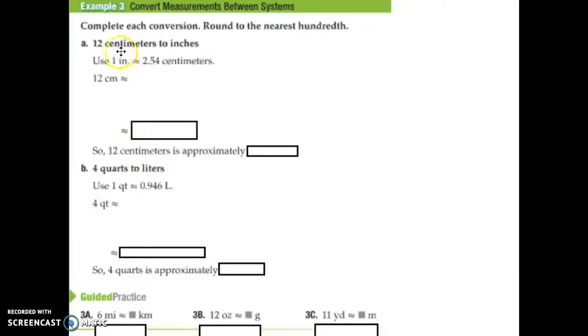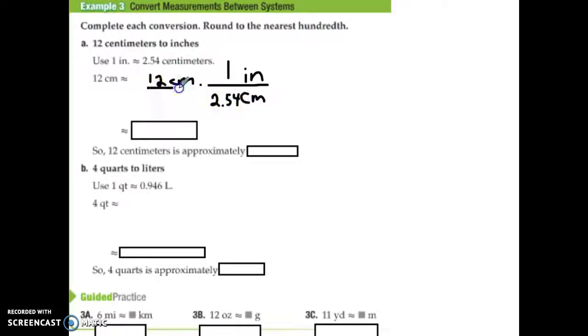I want to go from 12 centimeters to how many inches is that? Okay, so here I have 12 centimeters. Let's just write 12 centimeters over here. I'm going to multiply it by a fraction where centimeters is on the bottom. So they cross cancel, centimeters and centimeters. And I want to end up with inches. So inches is on top. And my conversion tells me 1 inch is equivalent to 2.54 centimeters.